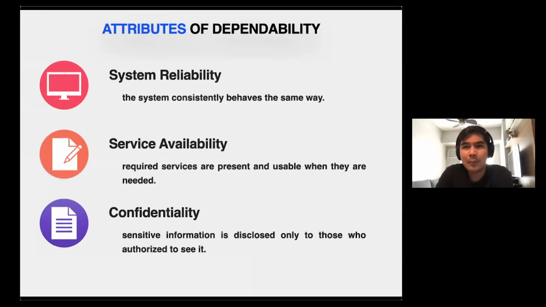So when we talk about dependability, pumapasok dyan yung mga concepts on the attributes on dependability. Pag sinabi nating attributes of dependability, we are asking how can we say that a system is dependable? Paano ba natin maaasahan? Okay?